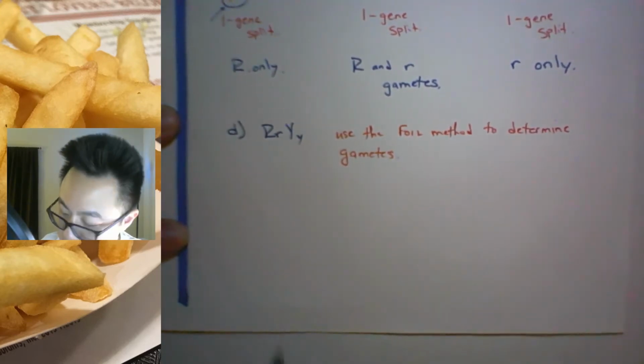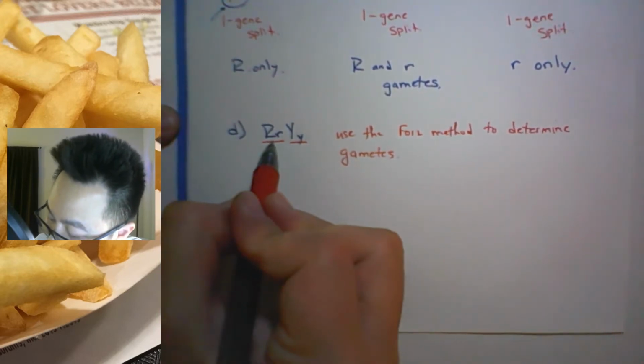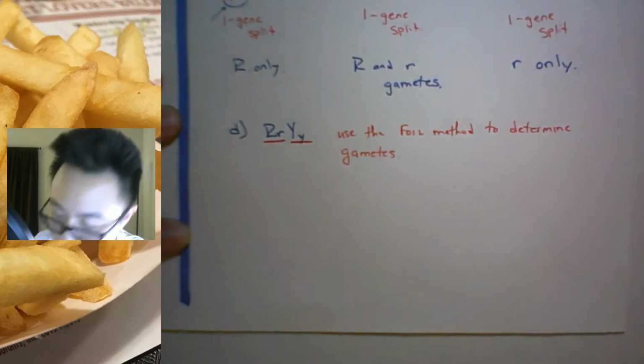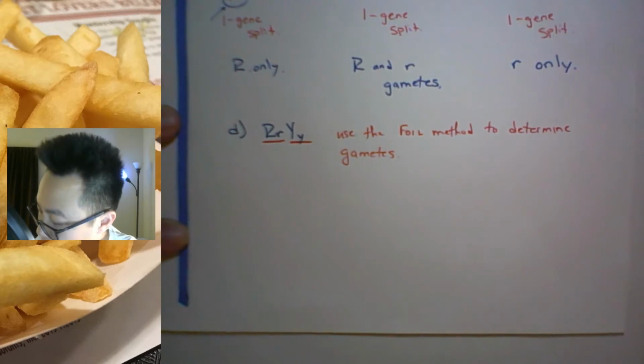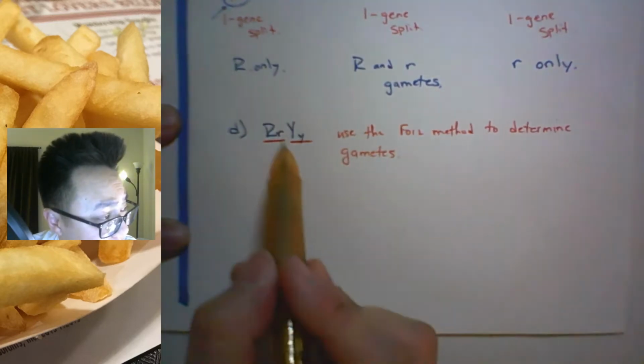How I like to do this is I like to split the genes. There are 2 different types of letters: the R's and the Y's. I like to keep those 2 separate. Here's how I determine the gametes using that FOIL method. First step here, get different colored pens. I like to take the outers first.